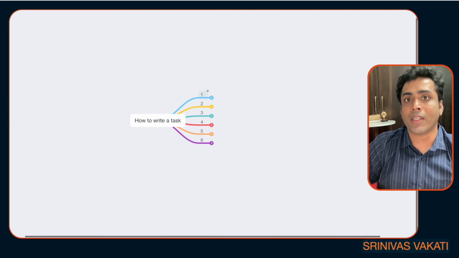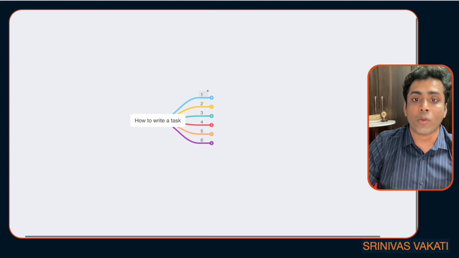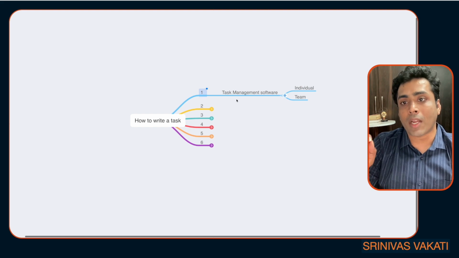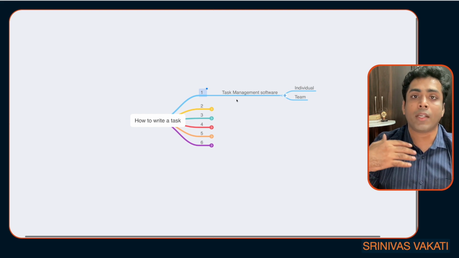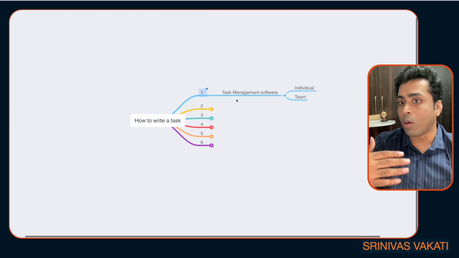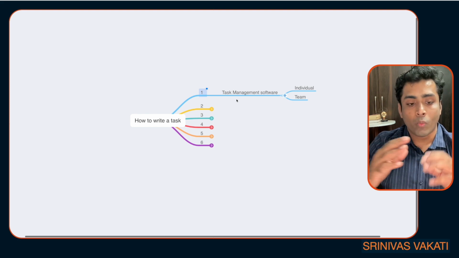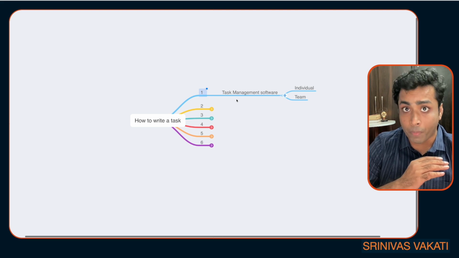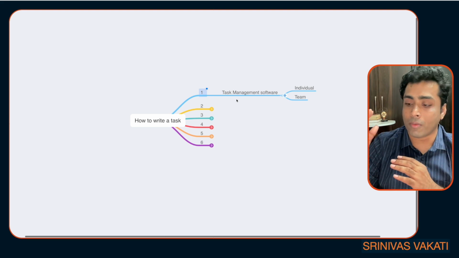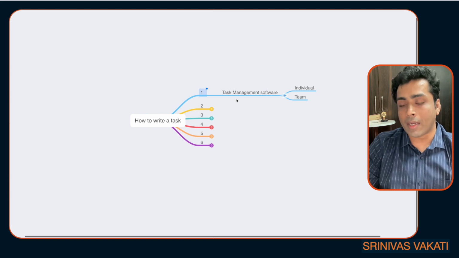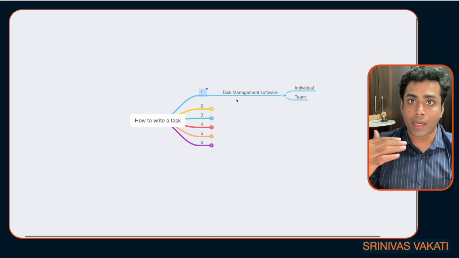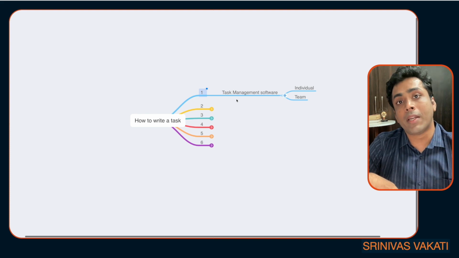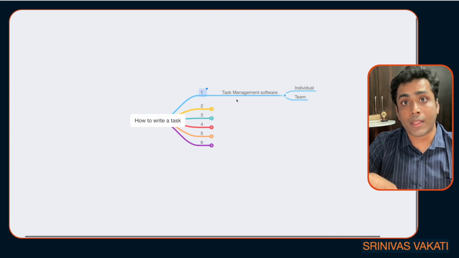One of the ways that I do is by using a task management software. You can use this task management software both at an individual level and also at a team level. When I mean at an individual level, you can use it to write down all your personal tasks, all your career related tasks, and at a team level, you can write your tasks and also those tasks which you can delegate to your other team members.